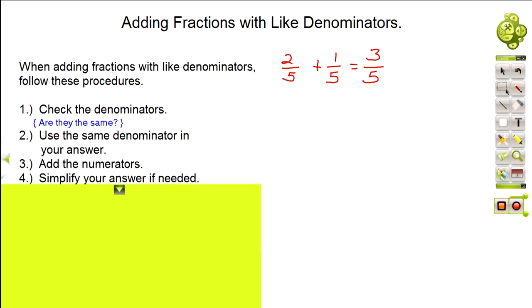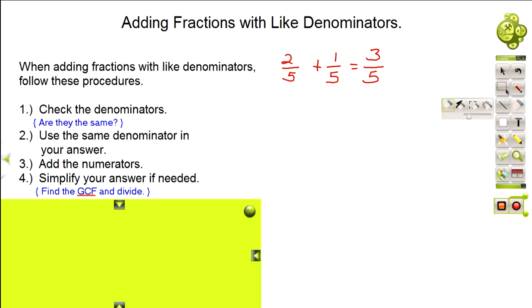After we do step 3, we go on to step 4, and we simplify our answer if needed. This means that we find the greatest common factor and then divide. However, in this case, we know that both 3 and 5 are prime numbers, so therefore we have a fraction that is in lowest terms. Let's try another example.